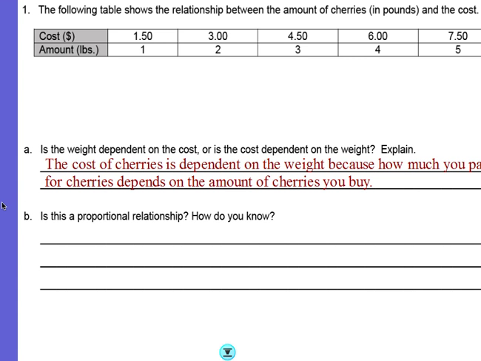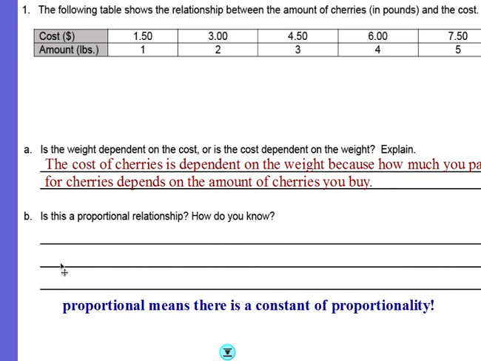Okay, so for the second part, part B is asking us, is this a proportional relationship and how do you know? Well, proportional relationship, we went over this many times and we practiced it with tables of values. For this, you need to remember that proportional means there is a constant of proportionality. And constant of proportionality, in our class, we represented it as variable k. But how do we find the constant of proportionality? Well, we need to figure out what everything is always being multiplied by. That's one way to figure it out.